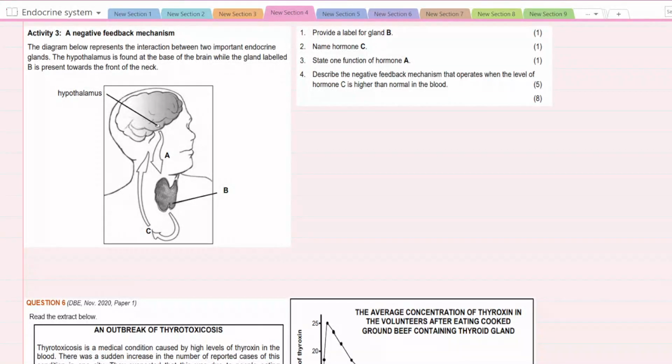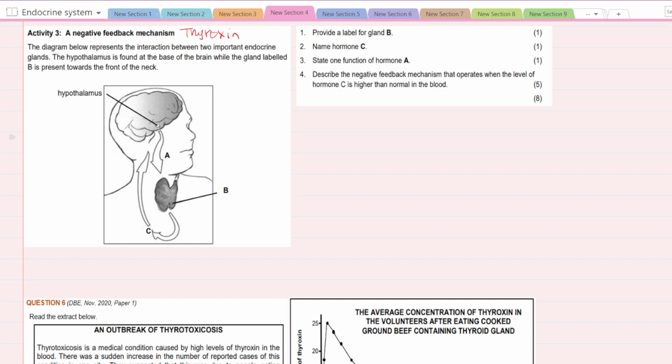So this is an activity that is based on the negative feedback mechanism of thyroxin. Before you can even start answering this question, try to label everything that you know. So this is under thyroxin hormone. Now we are going to try and label some of the things that we might know or identify.